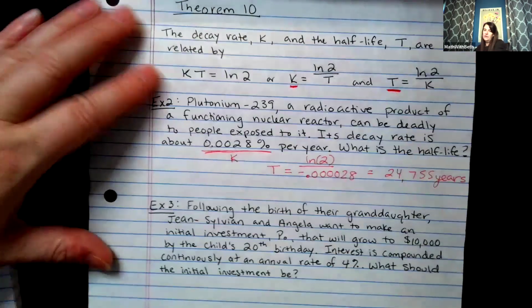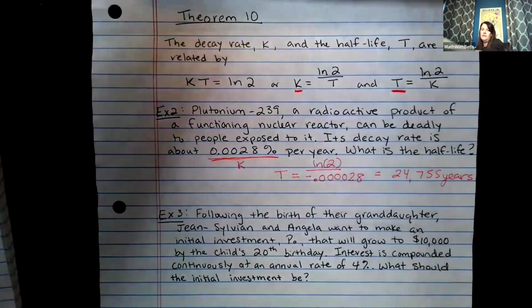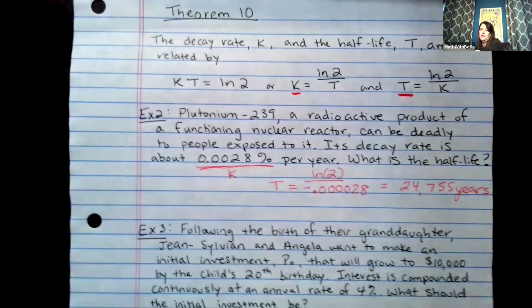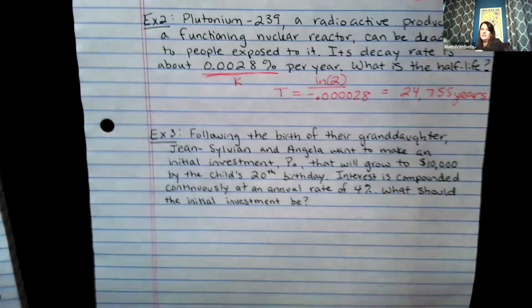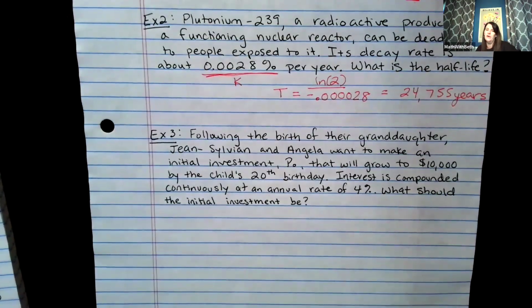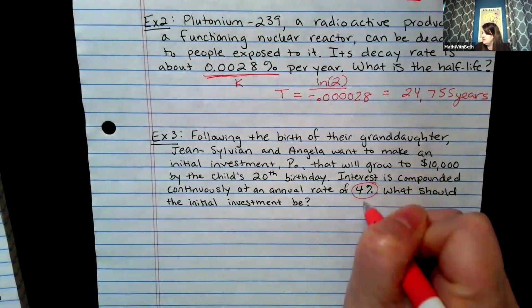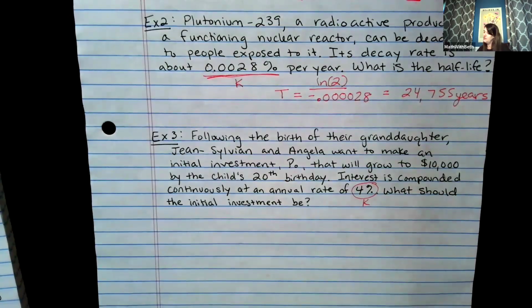All right, and the last one: following the birth of their granddaughter, Jean, Sylvian, and Angela want to make an initial investment, P0, that would grow to $10,000 by the child's 20th birthday. Interest is compounded continuously at the annual rate of 4%. So this is like our k. What should the initial investment be?